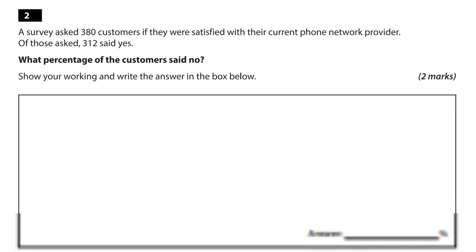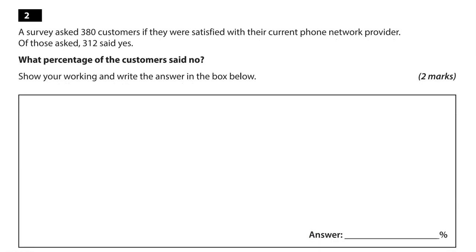A survey asked 380 customers if they were satisfied with their current phone network provider. Of those asked, 312 said yes. What percentage of the customers said no? Show your working and write the answer in the box below. So these are the ones that said yes out of 380. So if we do 380 take away 312, it gives us how many said no.